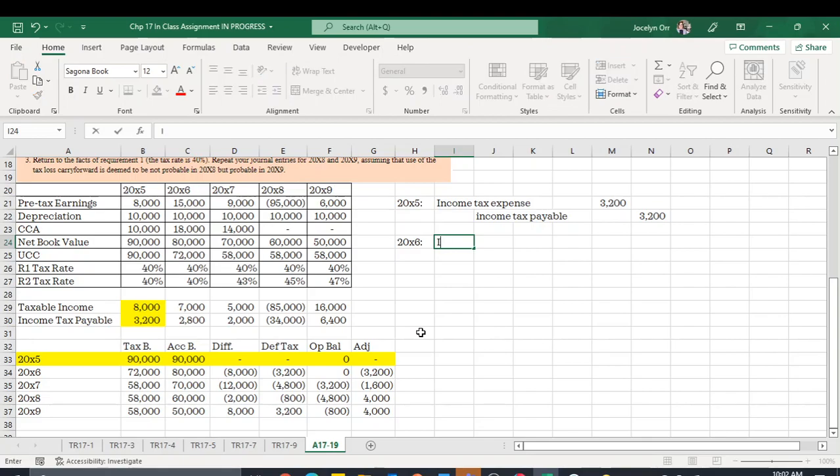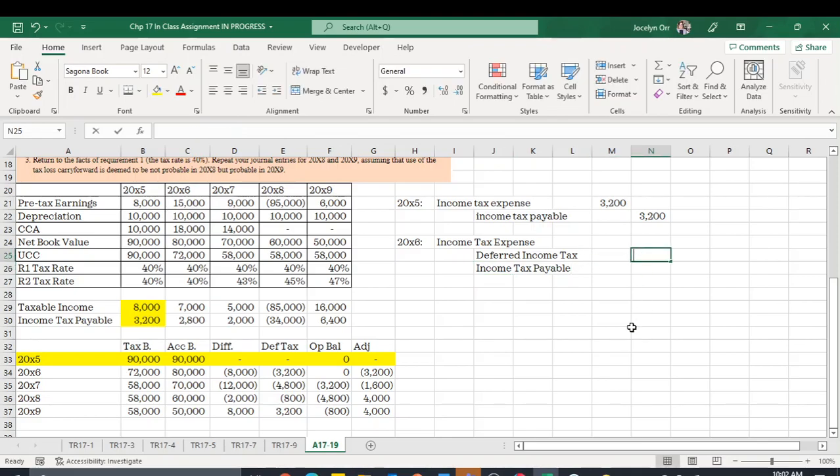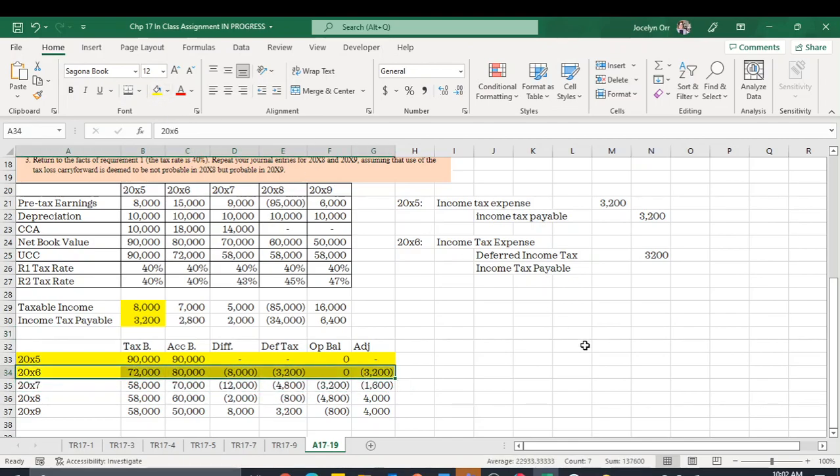So I'm still going to have income tax expense. I know that my adjustment is going to be a credit because it's showing in parentheses. So I'm going to have my credit to my deferred income tax. And then I'm going to have my income tax payable. Okay, so my adjustment is for $3,200. And we've now used up this.